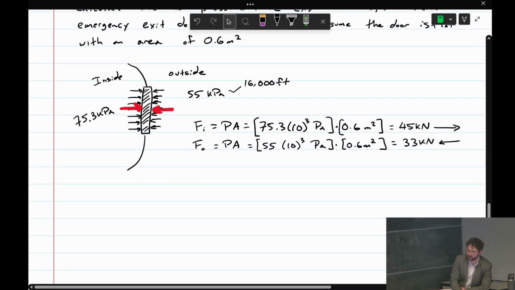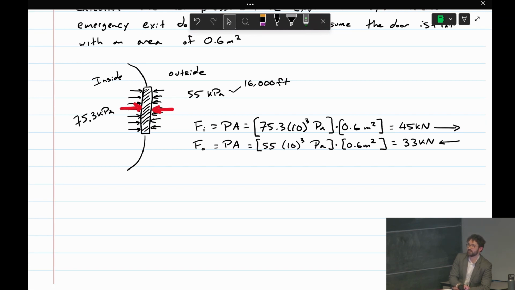So for example, if they pressurize the plane when it's on the ground, when they seal it to 8,000 feet pressure, the net pressure would actually be pushing on the plane because the atmospheric pressure on the ground is higher. Okay, so anyways, the difference between these is 12 kilonewtons. I still like to think of things in pounds, so that's almost 3,000 pounds. So that's like the weight of a small car.